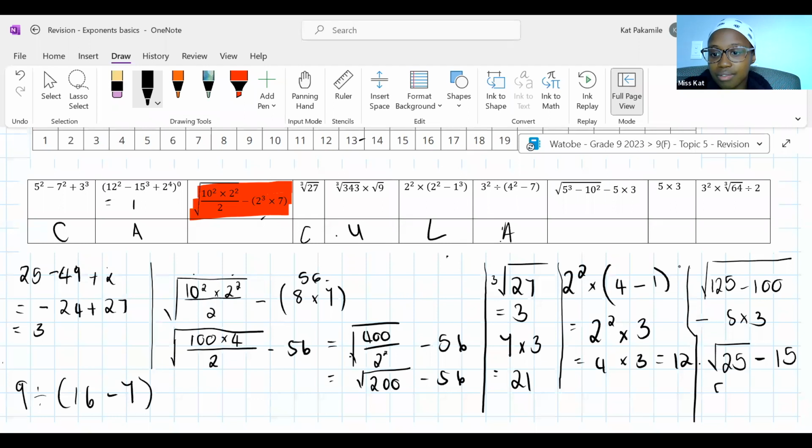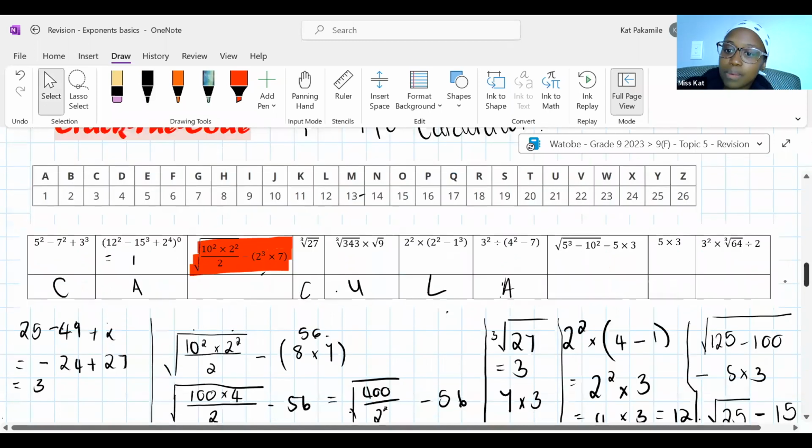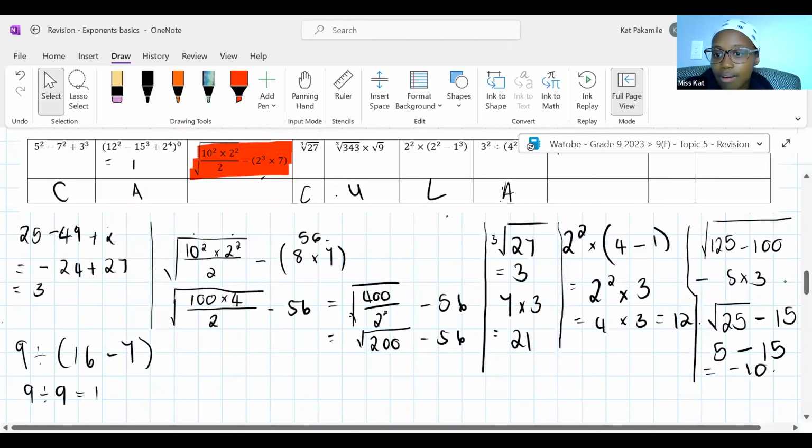I see why it's confusing. Minus 15. This is supposed to be negative 10, which is not what I was going for. It's supposed to be 20. So this is supposed to be a plus, guys. Forgive me, please. This is supposed to be a plus.